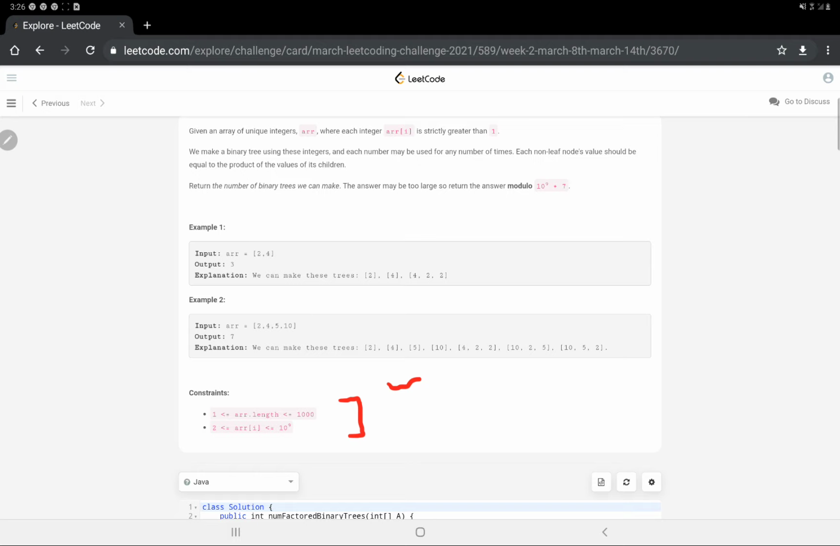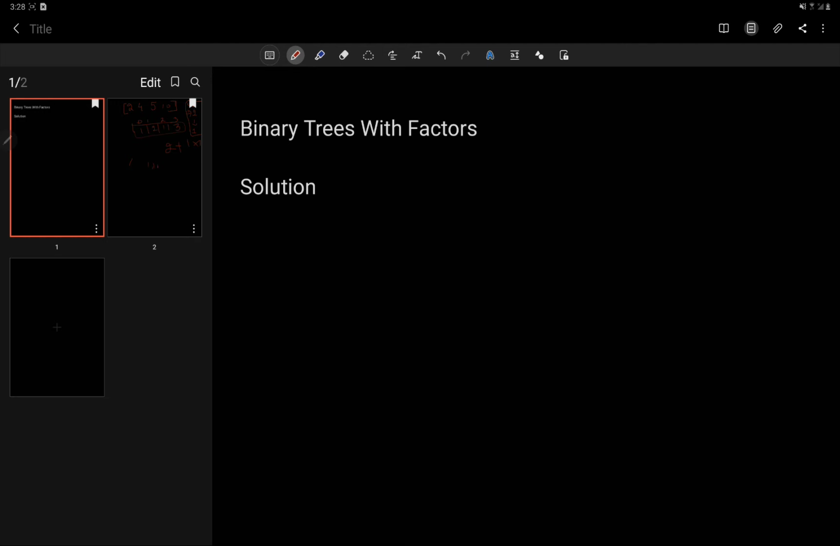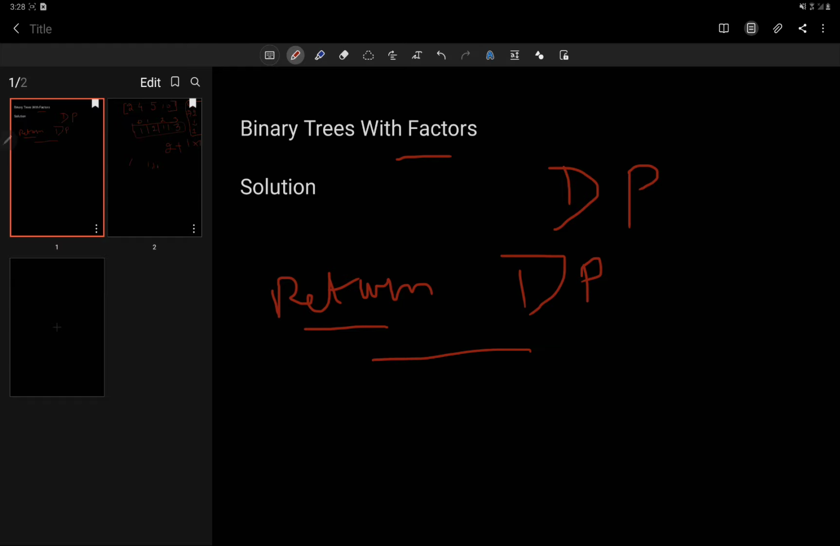So how are we going to solve this problem? Let's see the approach for this. The approach we are going to use for this question would be a dynamic programming approach, because we have to return the different combinations and permutations. So we will use the dynamic programming approach for this question. Let's see how we will solve this with the help of an example.